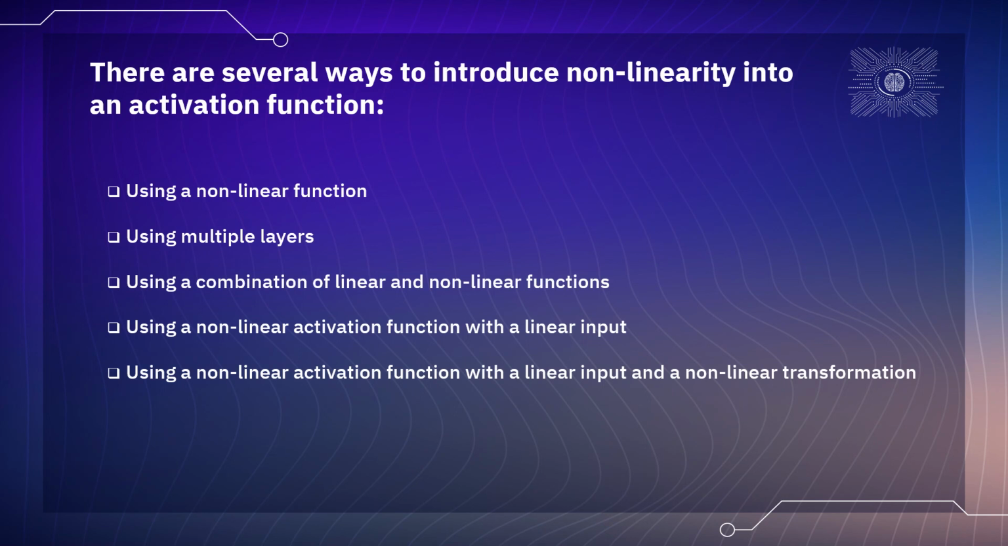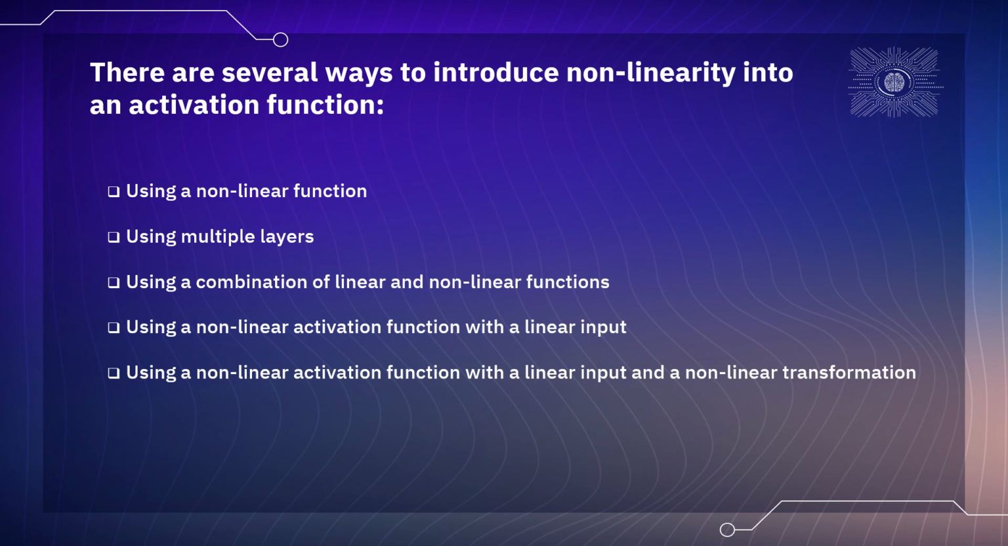Using a combination of linear and nonlinear functions. You can also use a combination of linear and nonlinear activation functions in your neural network. For example, you could use a linear activation function in the first layer and a nonlinear activation function in the second layer. Using a nonlinear activation function with a linear input. Even if the activation function itself is linear, if the input to the activation function is nonlinear, the overall function will be nonlinear.